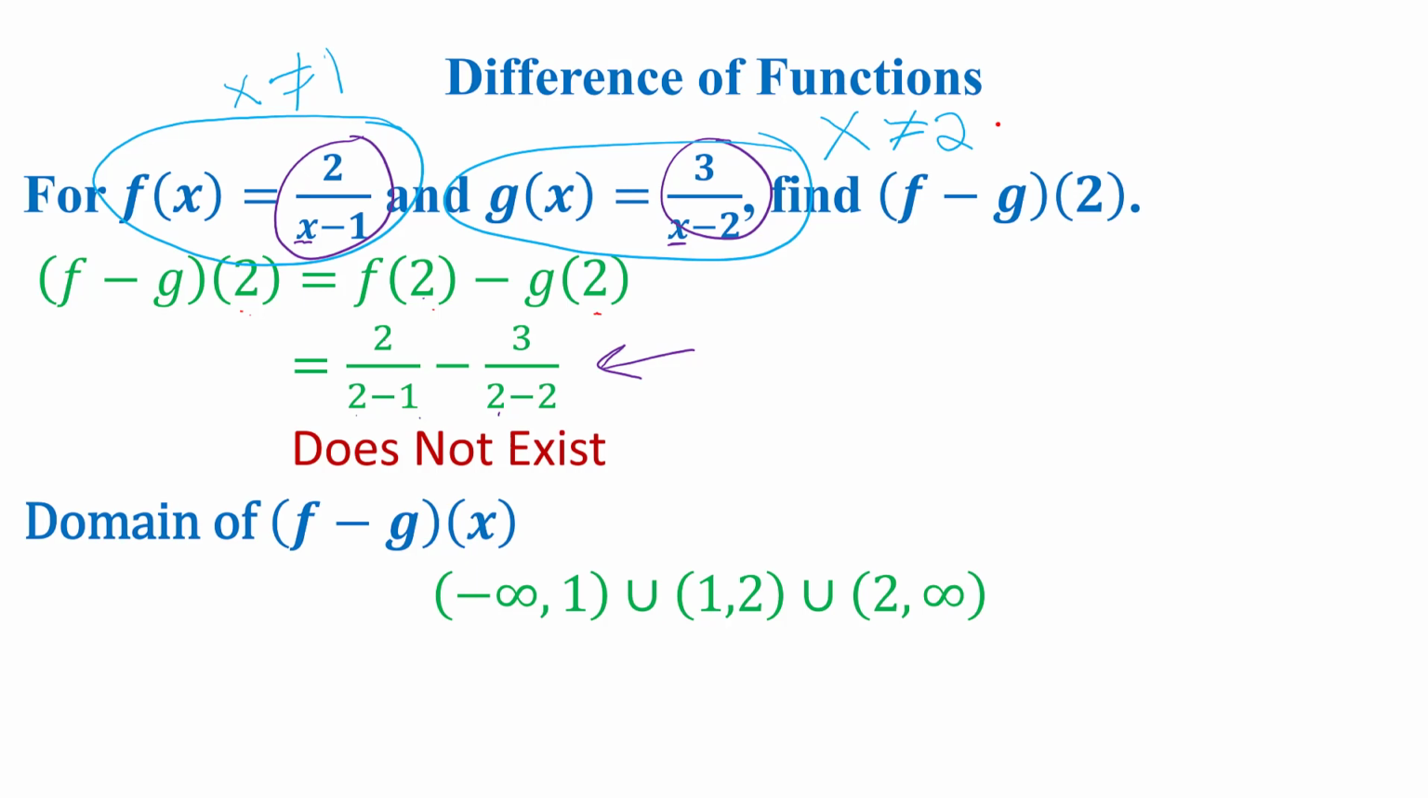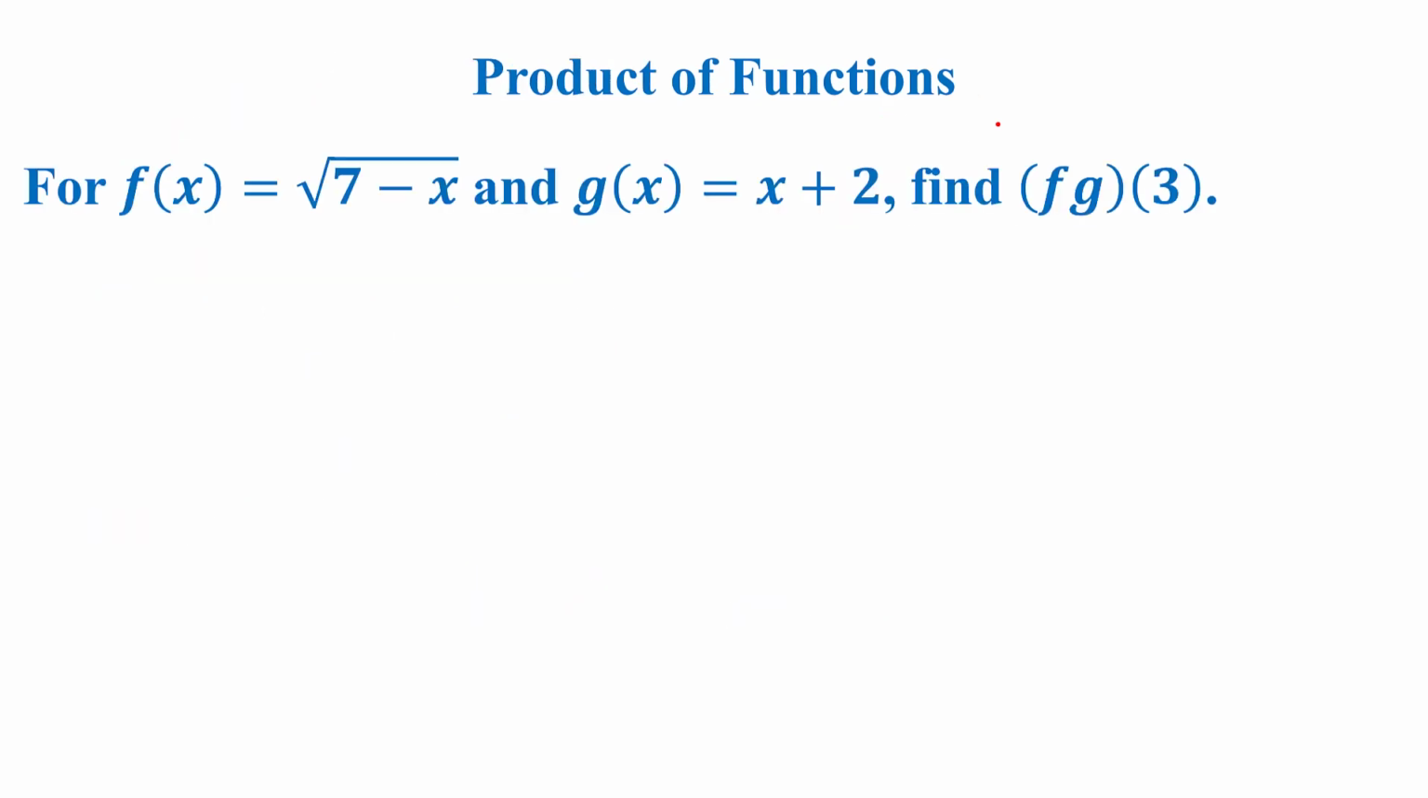Okay, let's look next at the product of functions. For f of x equals the square root of 7 minus x and g of x equals x plus 2, we want to find f times g of 3 here. So rather than f times g of x, which would be f of x times g of x, we're finding f times g of 3, and that would be f of 3 times g of 3.